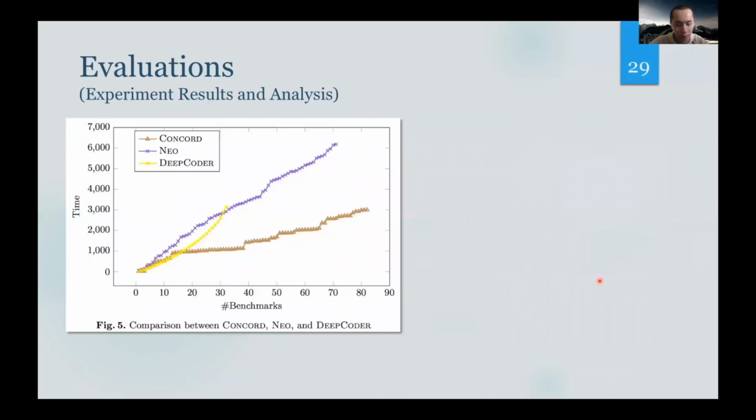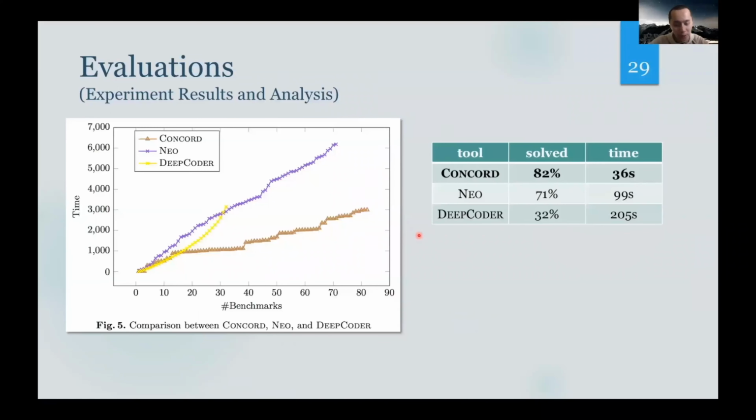This is the result figure. The x-axis corresponds to the number of benchmarks solved. The y-axis corresponds to the cumulative time spent on solving all those benchmarks. As you can see, the lower the curve, the better the performance. Concord solves more benchmarks than the other two tools, with an average time of 36 seconds, which is much less than the other two tools. So I believe this answers the first research question in a positive way.